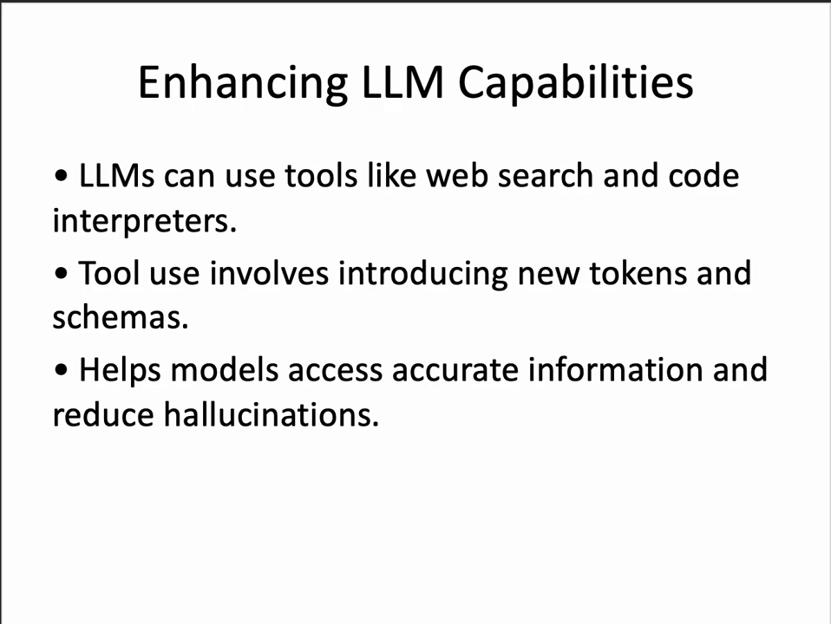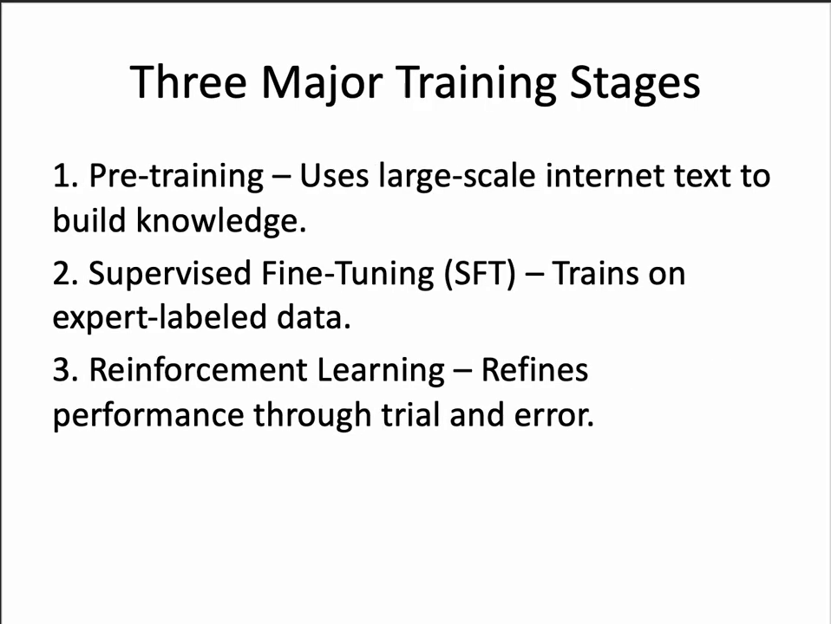Training a large language model has different steps, so let's go over them. Here we have 3 major training stages. First, pre-training. The model reads a lot of text from the internet. Second, supervised fine-tuning. Experts help it learn better answers. And number 3, reinforcement learning. The model improves by practicing. This process makes the model better over time.